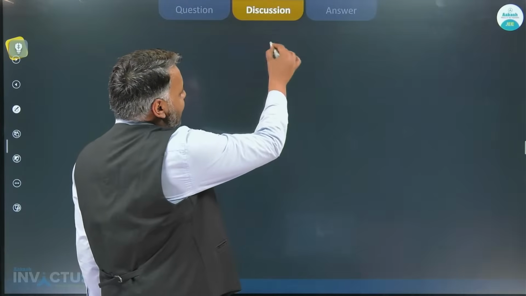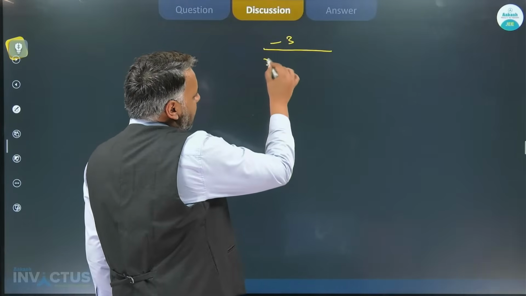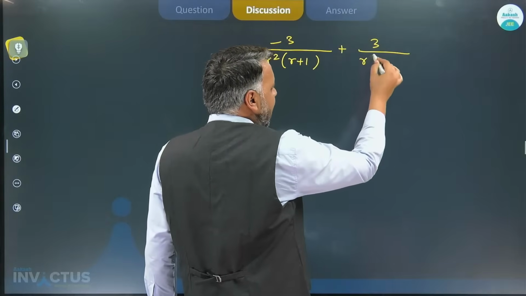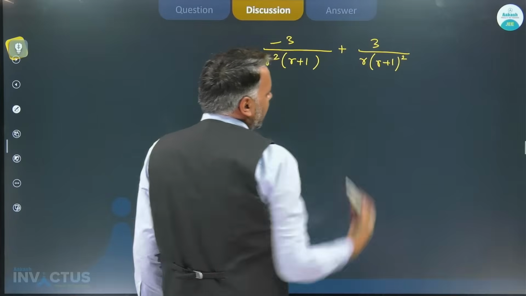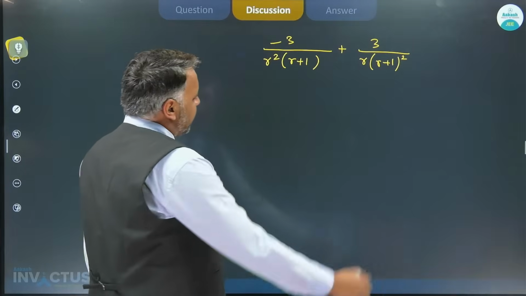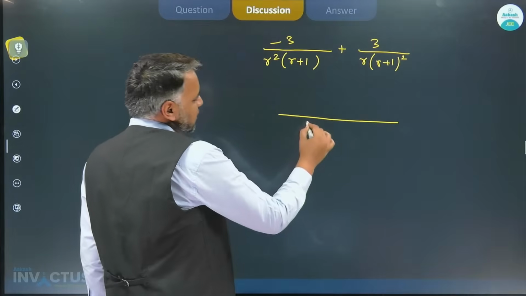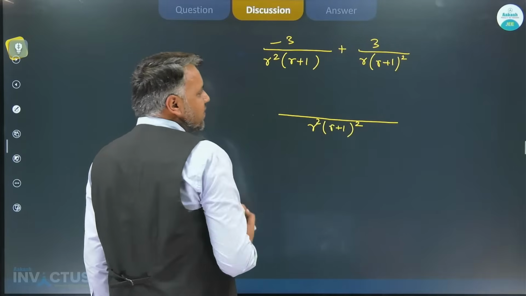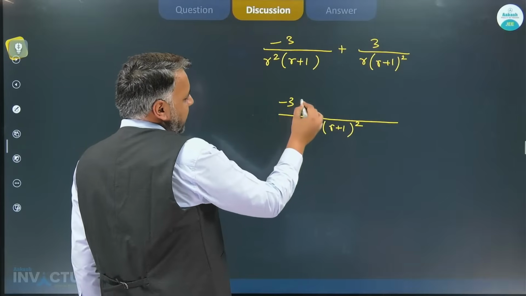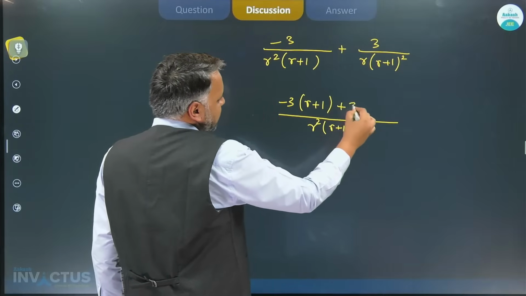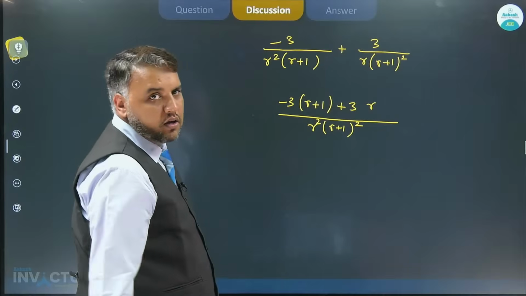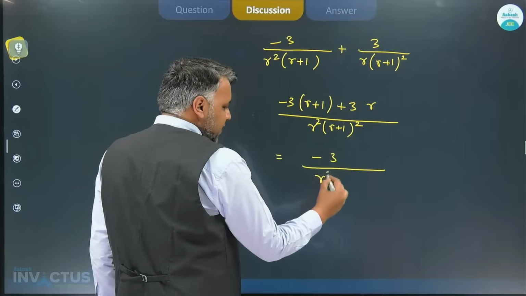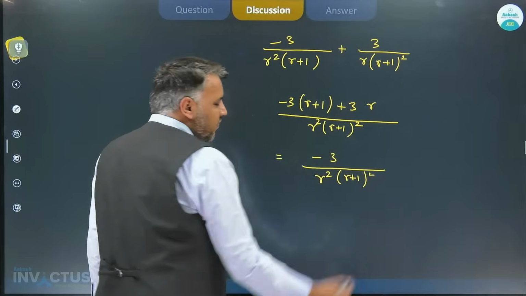So it is minus 3 upon r square (r plus 1) plus 3 upon (r plus 1) whole square. Now taking LCM, this will be r into (r plus 1) whole square, or r square (r plus 1) whole square. Now here it will be minus 3 (r plus 1) and plus 3r. You can see this is minus 3 divided by r square into (r plus 1) whole square.